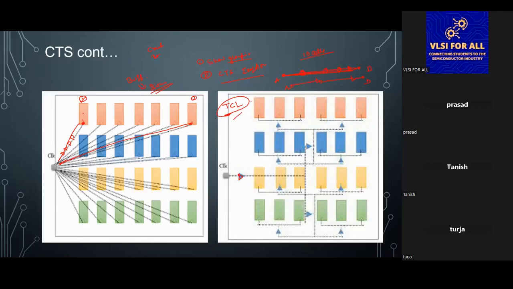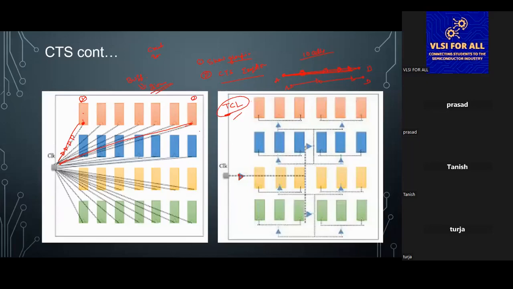Any questions? Yeah, sir, another question, sir. Yeah, please. Actually, during CTS, we do CTS for reducing the skew, right? But sir, after clock synthesis, sometimes we need to increase the skew to reduce the hold variation. So actually, I have a confusion about why we are doing this.